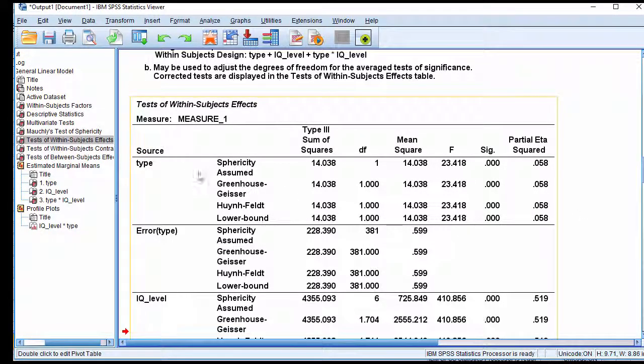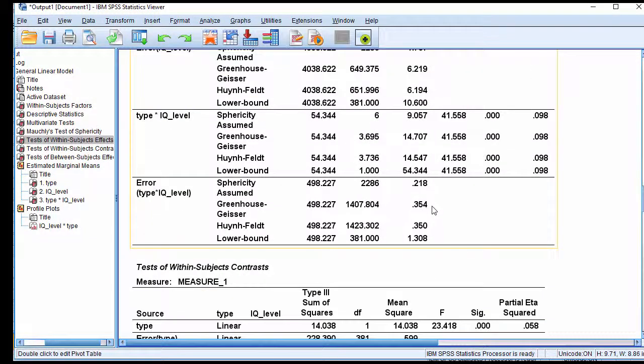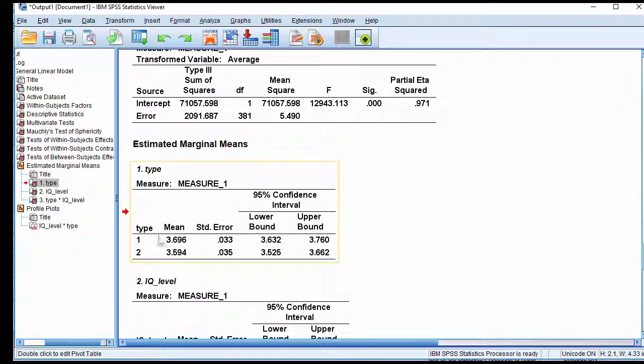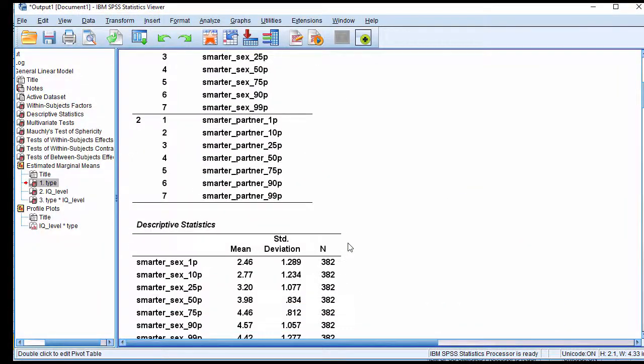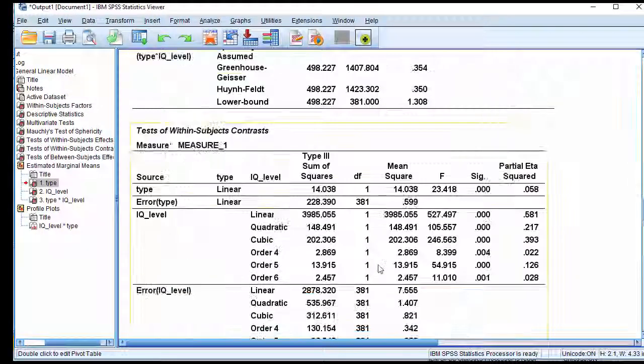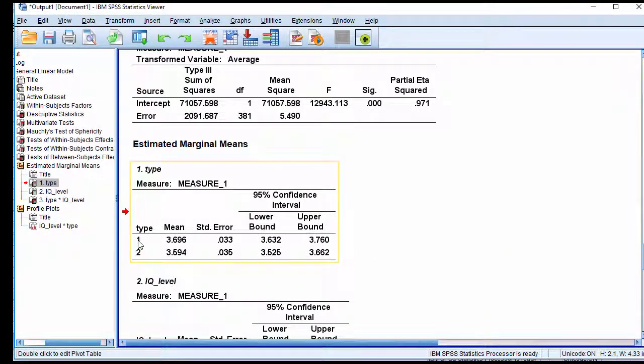Now, the means associated with this analysis, it's comparing 2 means. Sexual relationship collapsed across all 7 IQ levels, and partnership collapsed across all IQ levels. And those 2 means are here. So relationship type 1, which is, you have to go all the way up here to find out, relationship type 1, sexual relationship, 3.696, and then partnership, 3.59.